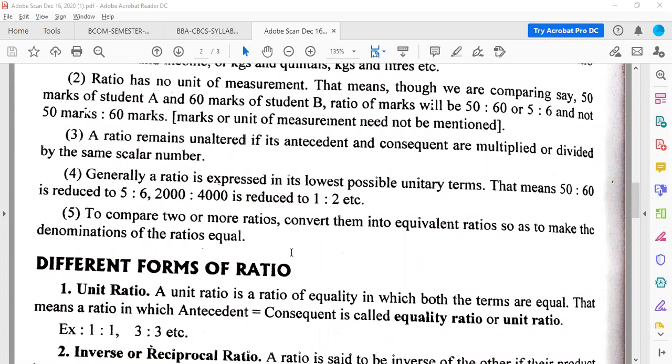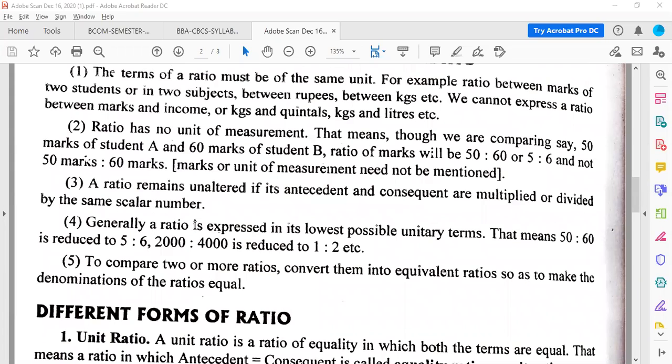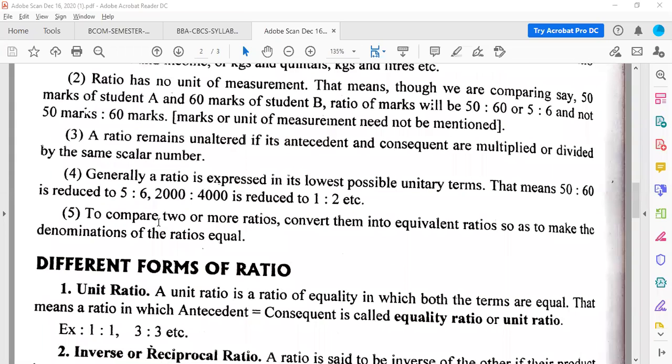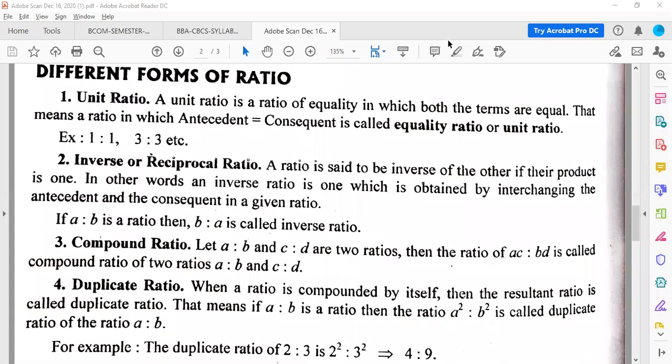So these are the important points which you have to understand: the ratios must be in the same terms of comparison, and ratios have no unit of measurement. The ratios will remain unaltered if you divide or multiply by the same number. Ratios have to be expressed in the lowest possible numbers, and when you compare two or more ratios, convert them into equivalent ratios to make it easier to solve them. Okay, did you all understand the important points? Any doubts until there?